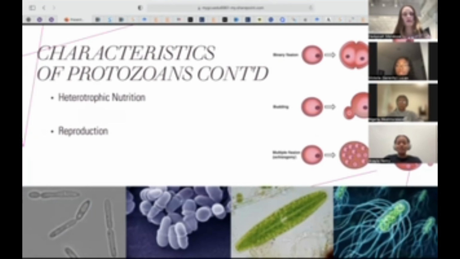Now, to the right of the slide, there is a diagram showing how protozoans reproduce asexually. This is through different processes. It could be binary fission, budding, or multiple fission, while sexual reproduction is usually through a process called conjugation. As I said before, the type of reproduction really just depends on the species.